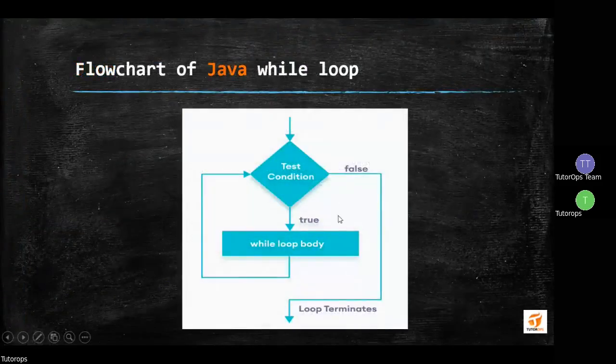Condition false or true, this is the while loop body. If the condition is true, then the cursor goes again to check the condition. If false, it terminates the loop.